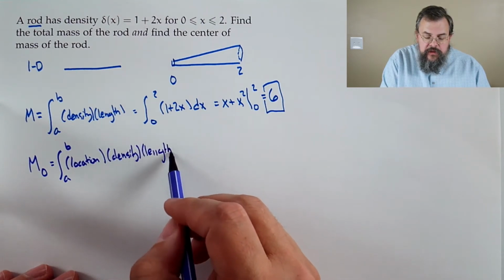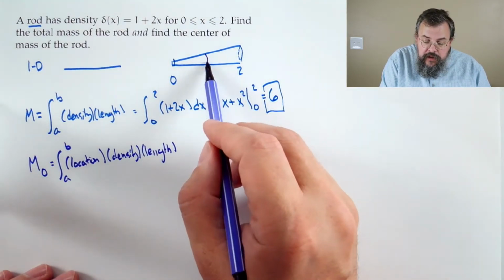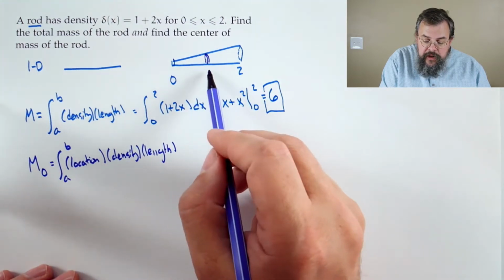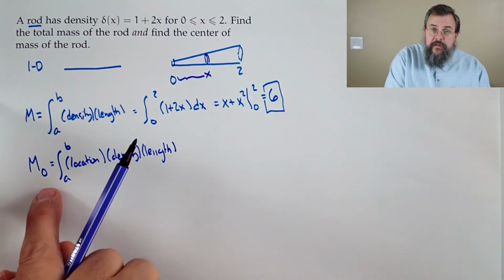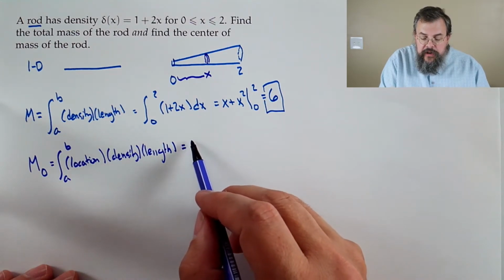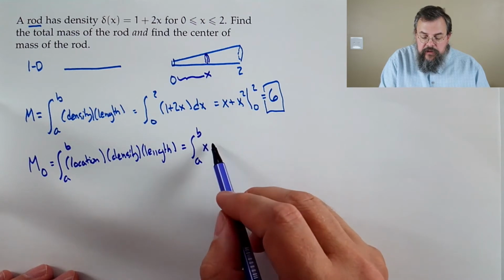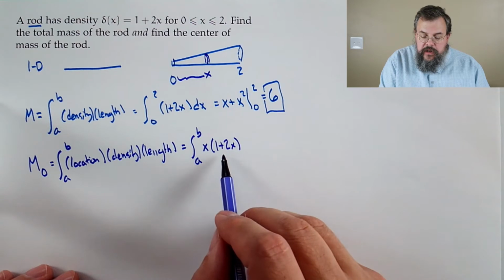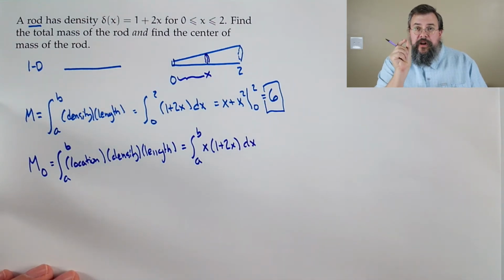Most of it's still the same. How do you think of location? Think of it as you have a little tiny part here. It's located at x, and we always do it in relationship to something, which is the origin, or 0. So for our location, our distance, where we are at, is x. So we have x times 1 plus 2x: location, density, length dx, length being the length of a very tiny part.